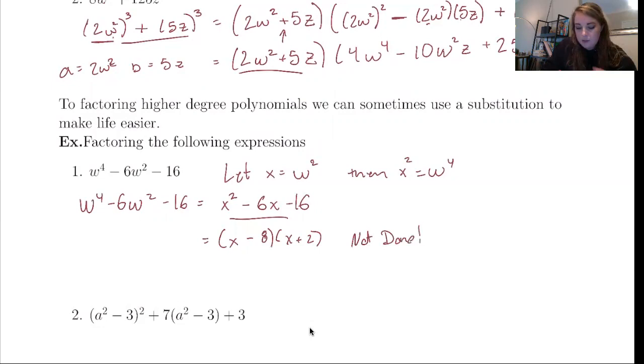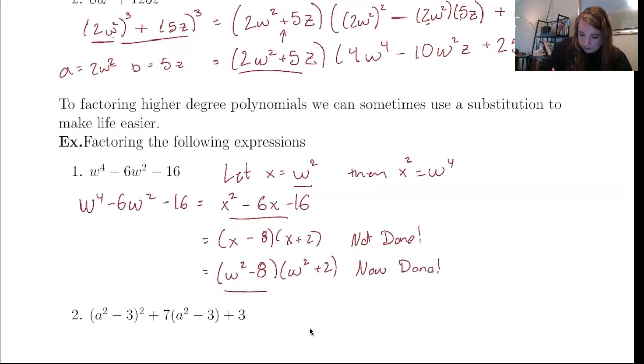Because this answer has x's involved, but I was only given w's. So I need to look back up here and see, what is x? It's w squared. So I'll say w squared minus 8, w squared plus 2. And then you would quickly check that w squared plus 2 is irreducible. W squared minus 8, that's not a square, 8 is also not a square. So this is irreducible. Now we're done. Now my answer is in W's.